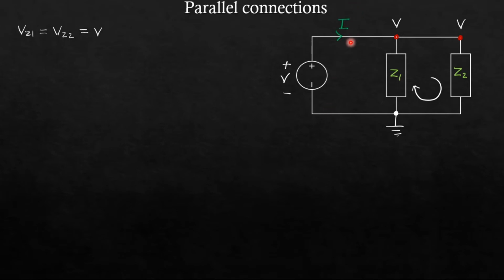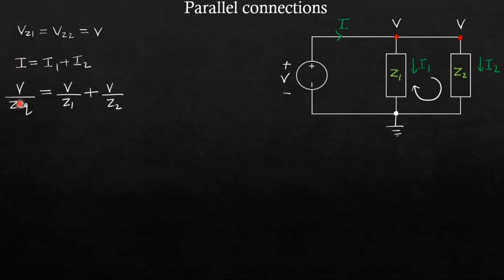Let us say the supply current is I, the current in this branch is I1, and the current in this branch is I2. Now if you apply KCL, we get I equals I1 plus I2, okay? Incoming is equal to outgoing. So I1 is equal to V by Z1, because the voltage across this element is V minus 0, that is V. Similarly I2 is equal to V by Z2. And the supply current I is equal to V by Z equivalent.